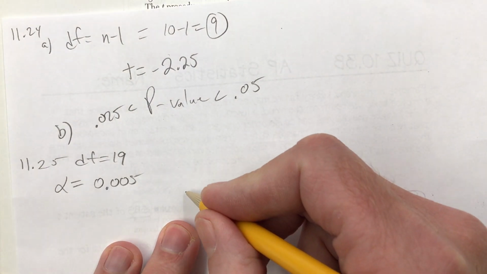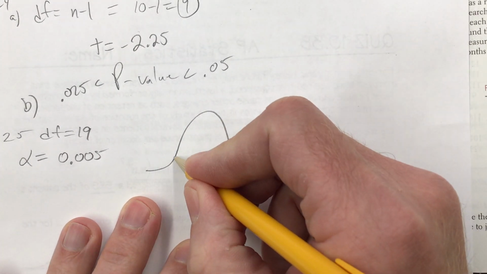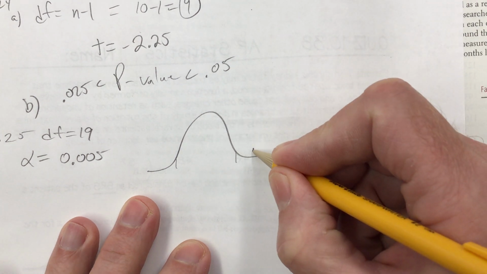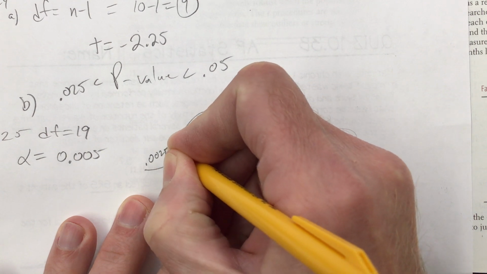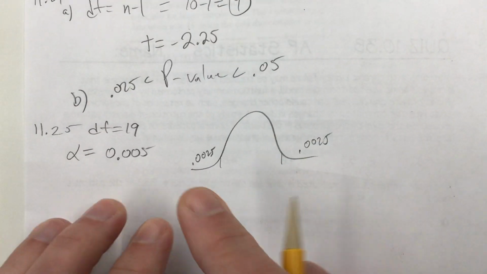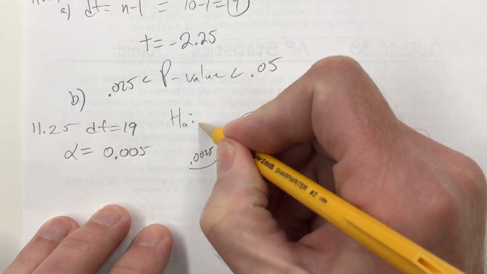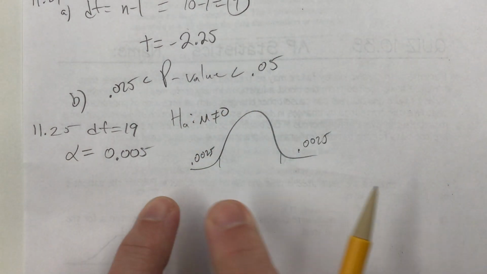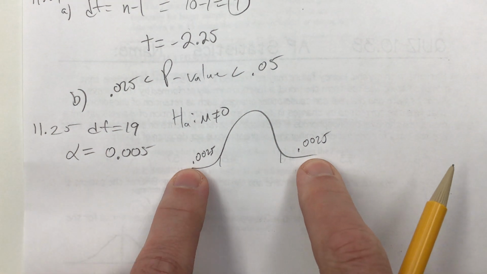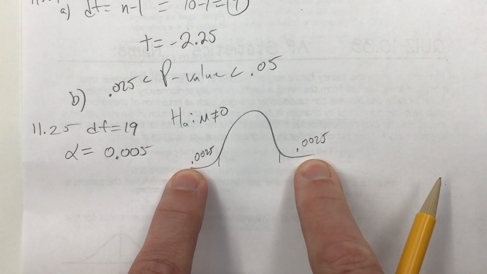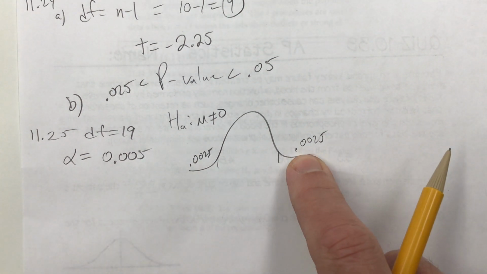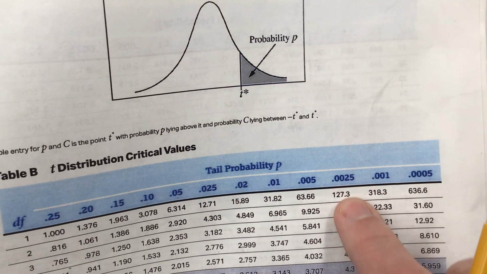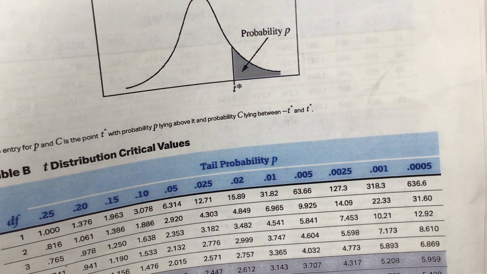So again, for some reason, this causes students a lot of difficulty, but if you need to, go ahead and draw a diagram, right? Since this alternative was not equal to, right? I got to take that alpha and I got to split it in half and share it between the two tails. Okay? So a one tail would be that, right there. So that's the column that I want to use.